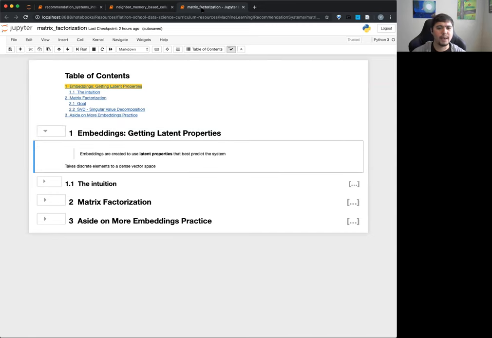So the idea of embeddings is that they're using something called latent properties to predict how well, I'm going to keep using movies and ratings, what the rating is going to be for this particular movie. It uses latent properties that are going to best predict the system. These latent properties are things that were not explicitly stated when the data were collected. So someone rated Toy Story 3.5 out of 5 stars. They didn't say why they had a 3.5. They just said it was 3.5. And the idea here is that you can build up these embeddings to describe this movie.